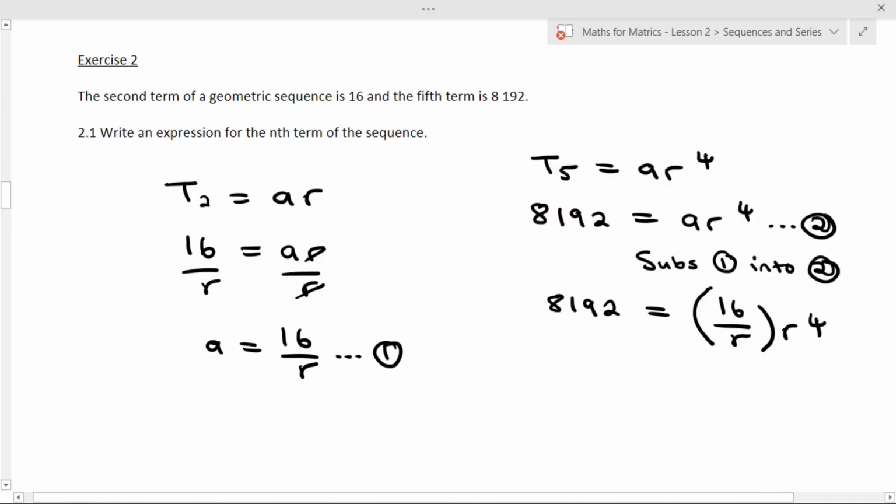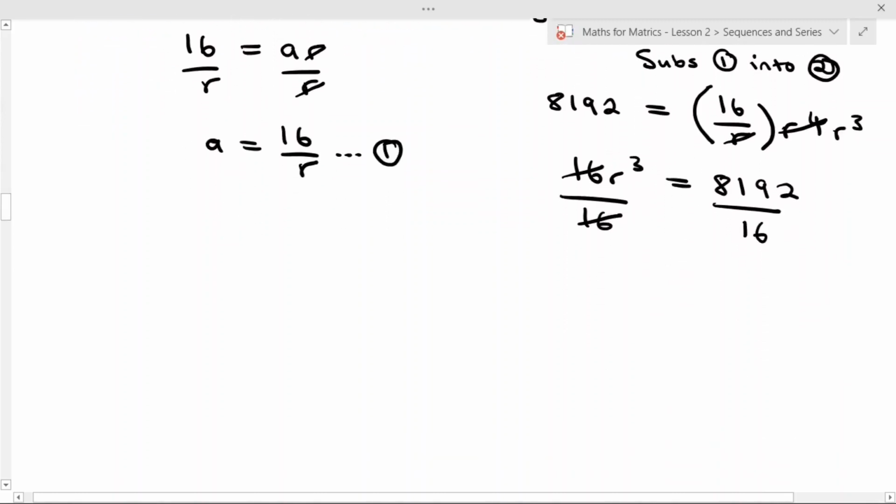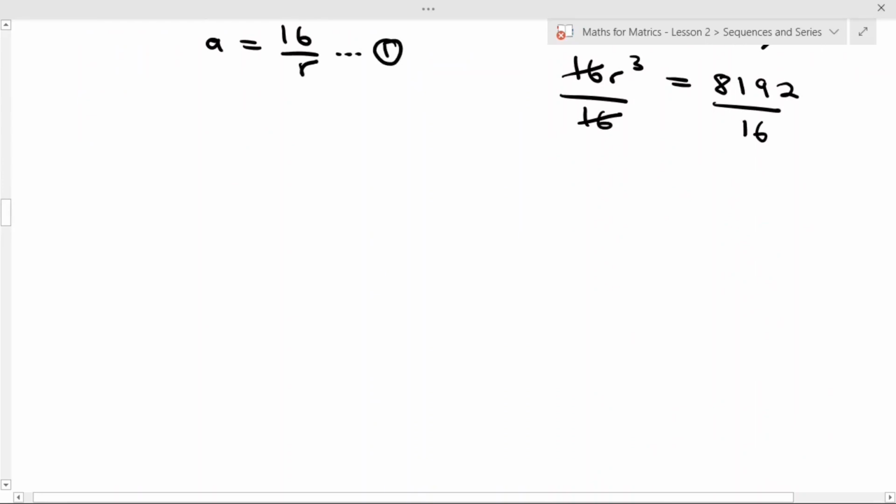Looking at this equation, this r and one of these r's cancel each other. We now have 16r cubed is equal to 8192. If we divide both sides by 16, these two 16s cancel each other. And 8192 divided by 16 is equal to 512. Therefore, r cubed is equal to 512.